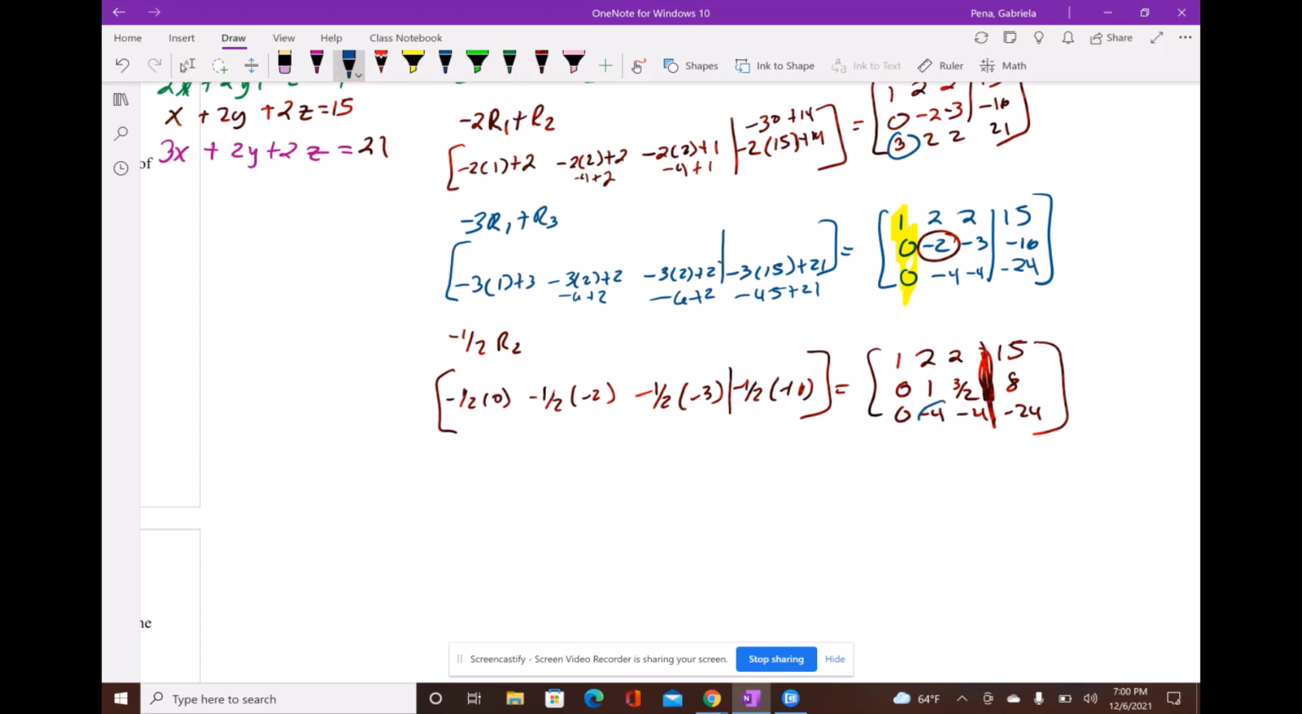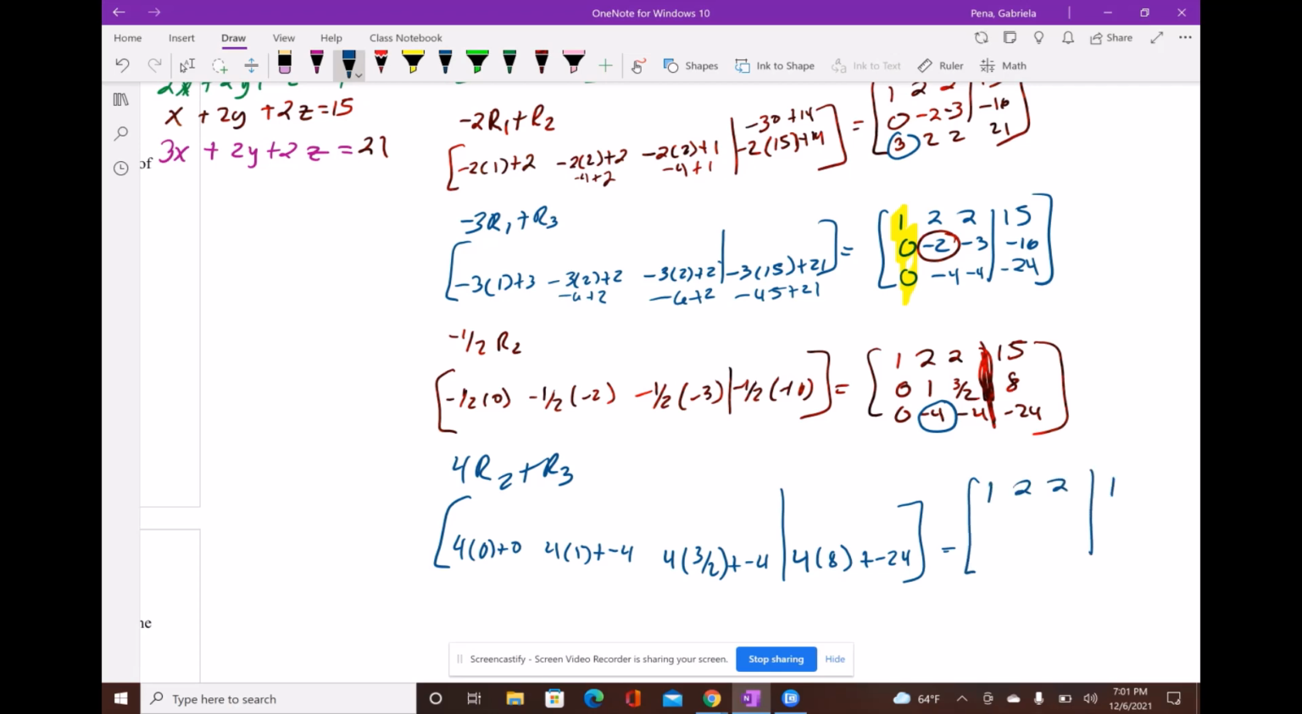Now we have to make this guy into a 0. Opposite of a negative 4? Positive 4. Which row has the 1 that we're going to be using for that negative 4? Row 2 plus row 3. 4 times 0 plus 0. 4 times 1 plus negative 4. 4 times 3 over 2 plus negative 4. 4 times 8 plus a negative 24.